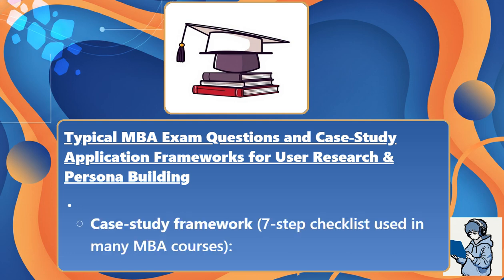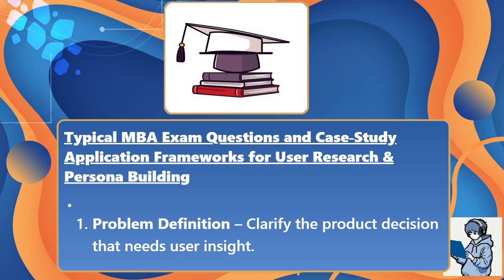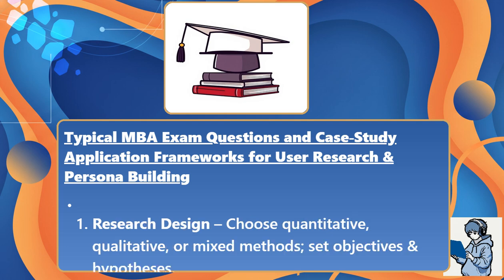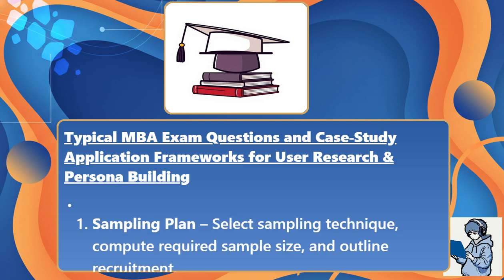Case study framework (7-step checklist used in many MBA courses): Number 1, problem definition: clarify the product decision that needs user insight. Number 2, research design: choose quantitative, qualitative, or mixed methods, and set objectives and hypotheses. Number 3, sampling plan: select the sampling technique, compute the required sample size, and outline recruitment.